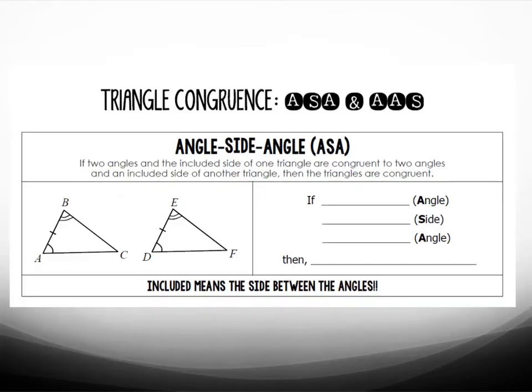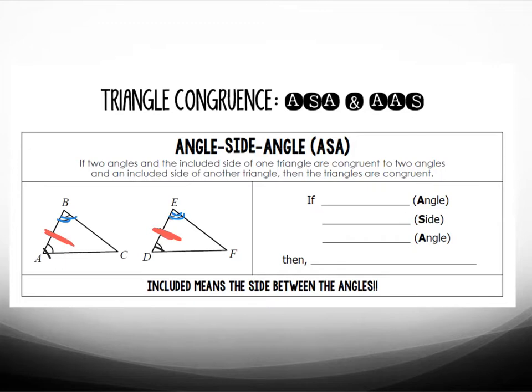So we're going to start off talking about angle, side, angle. With angle, side, angle, you're going to have a side that's congruent to a side in another triangle, and it's going to be between congruent angles. So here we go. In this unit, it's very important that you mark given information, and we'll keep repeating that.